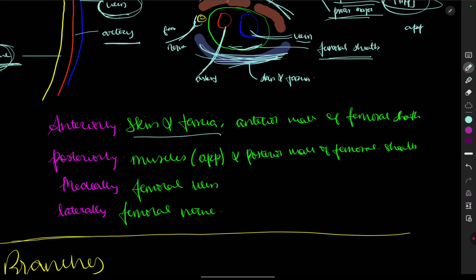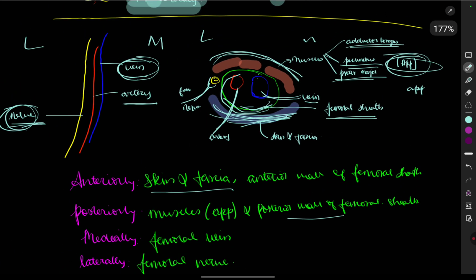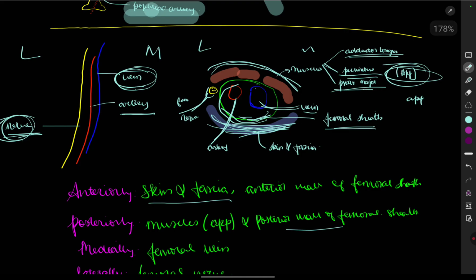wall of the femoral sheath. See, the green is the femoral sheath, anterior wall of the femoral sheath, very easy it is. Posteriorly by the posterior wall of femoral sheath, and posterior it has muscles. Which muscles? Ab muscles. Which ab? Adductor longus, pectineus and psoas major muscle.